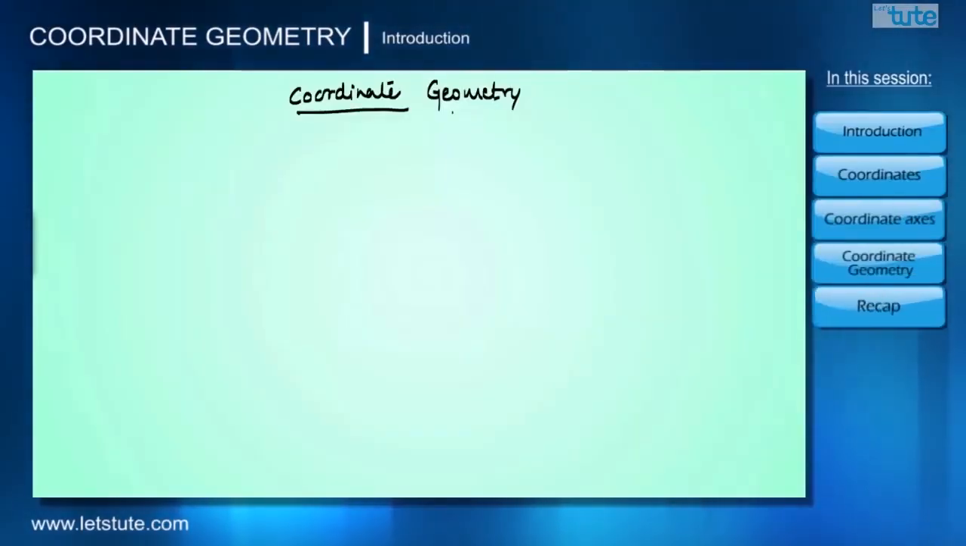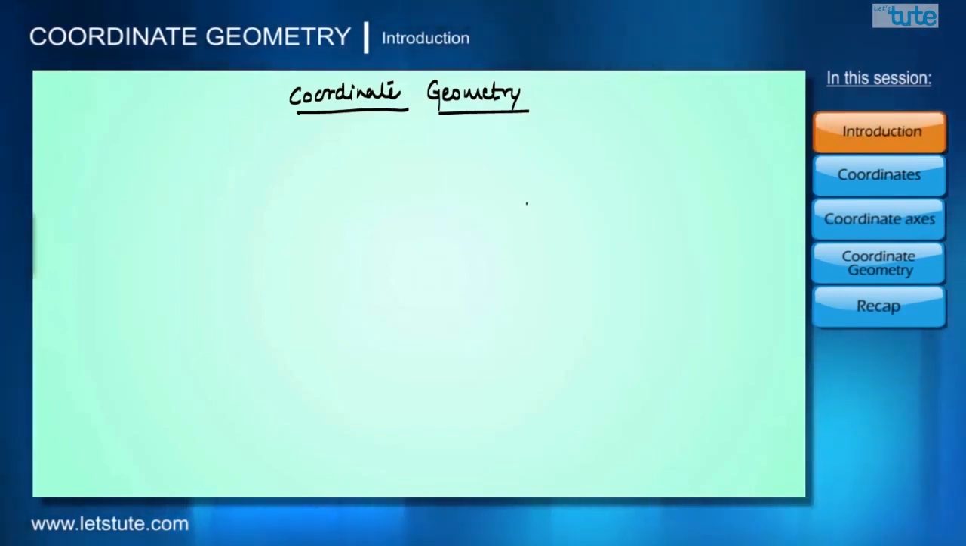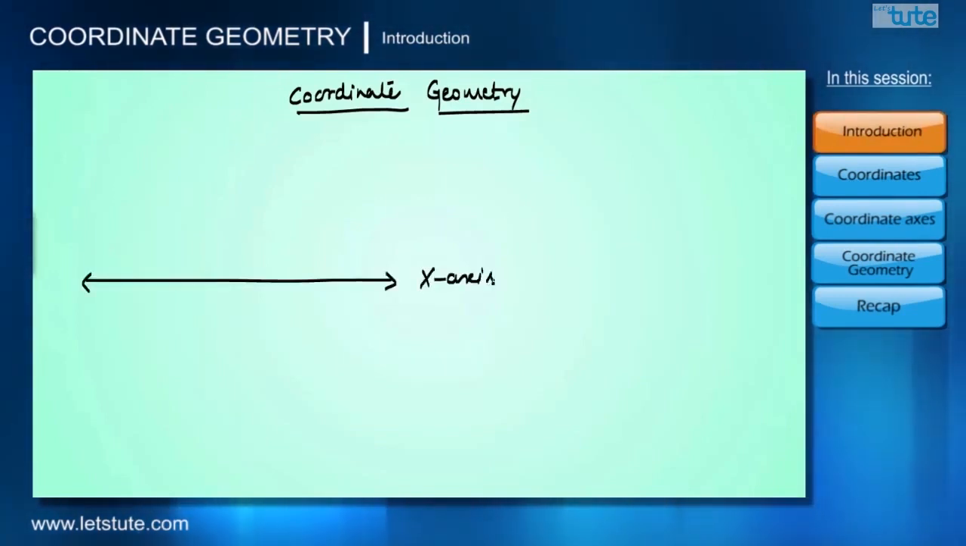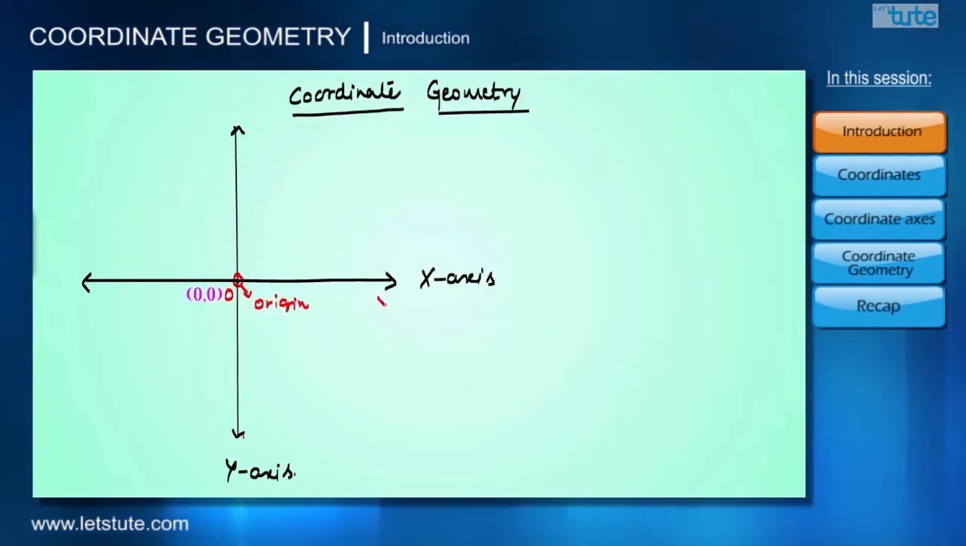Welcome to this session of coordinate geometry. In this session, we are going to learn the basic concepts related to this topic. For understanding this, let's consider two axes, the horizontal axis, called the x-axis, and the vertical axis, called the y-axis, and their point of intersection is called the origin. The x-axis is named x dash, and the y-axis is named y dash.